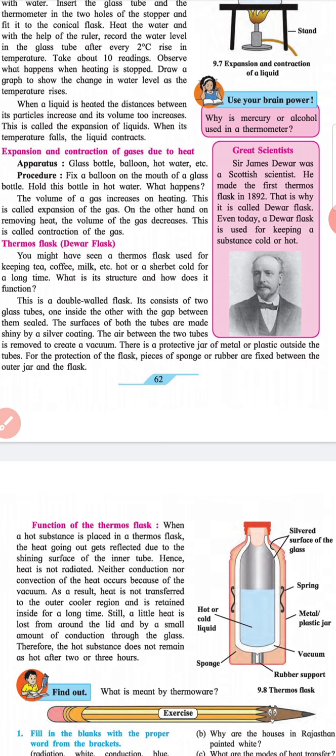Still, a little heat is lost from around the lid and by a small amount of conduction through glass. Therefore, the hot substance does not remain as hot after 2 to 3 hours. Heading: Find out. What is meant by thermoware?